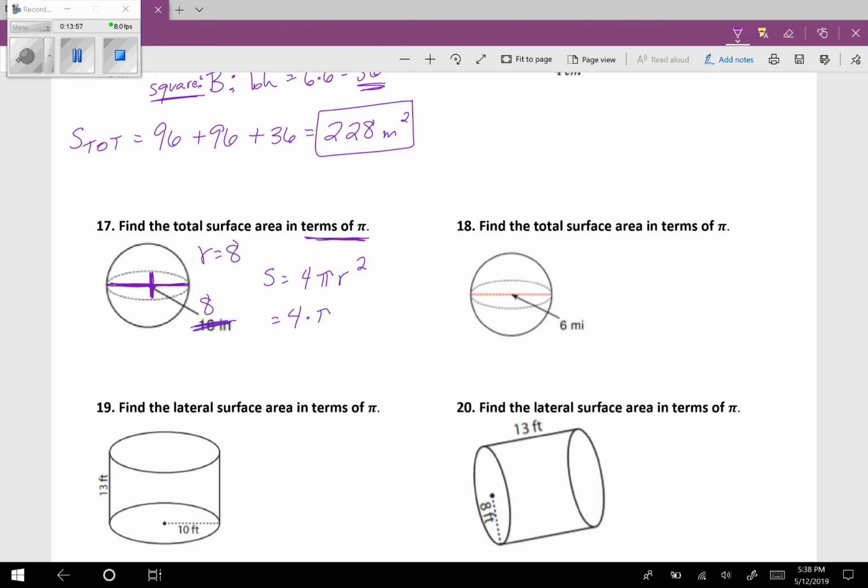So we have 4 times pi, and then r is 8, so 8 squared. To get this in terms of pi, all you're going to do is 4 times 8 squared. So 4 times 8 squared in the calculator is 256, and then we got to put that pi back on the end. So 256 pi. So number 18, exact same thing.